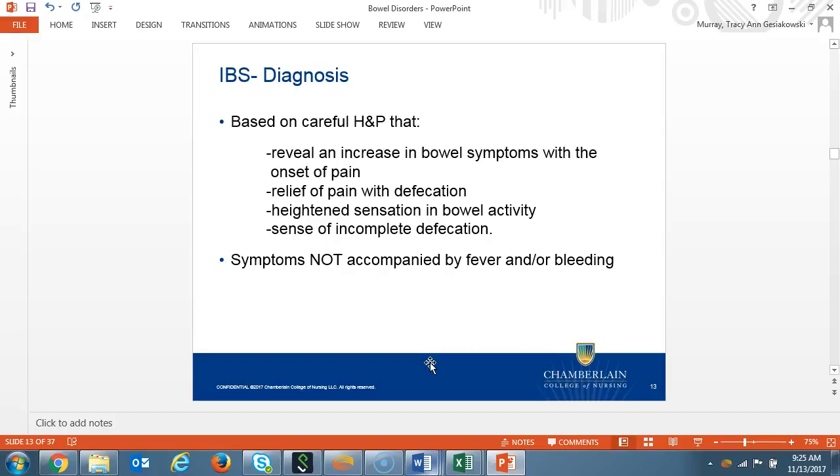Diagnosis of IBS then is based on careful history and physical exam that reveal an increase in bowel symptoms with the onset of pain, relief of pain with defecation, heightened sensation in bowel activity, or sense of incomplete defecation. Symptoms are not accompanied by fever or bleeding.